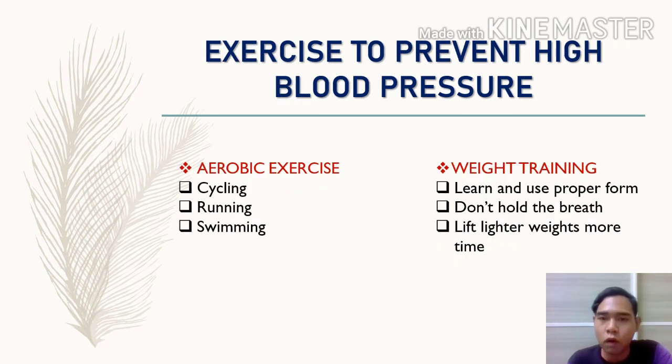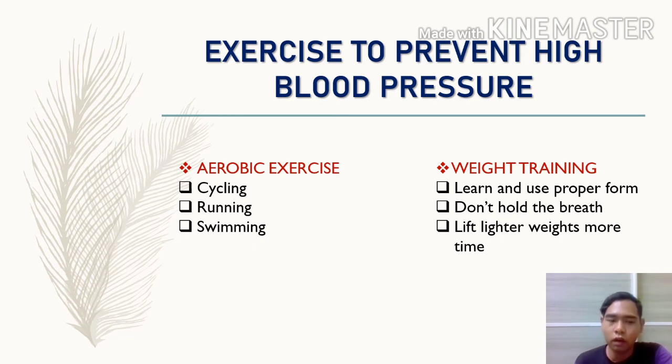Okay, for the exercise to prevent high blood pressure, they have two: aerobic exercise and weight training. Aerobic exercise is an effective way to control high blood pressure by doing exercise such as cycling, running, and swimming. Okay, for weight training, by doing weight training, it could improve other aspects of cardiovascular health and help to reduce cardiovascular risk.